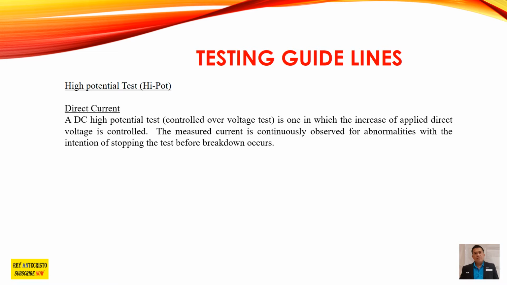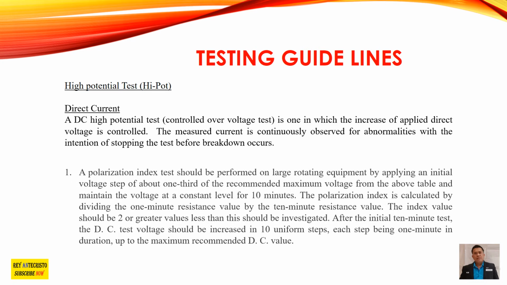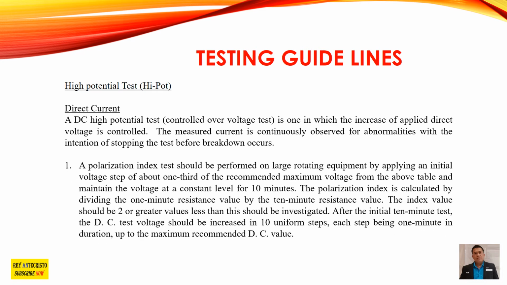So DC, which is direct current, a direct current high potential test, controlled overvoltage test, is one in which the increase of applicable direct voltage is controlled. The measured current is continuously observed for abnormalities with the intention of stopping the test before breakdown occurs. So, ayan. Polarization index test should be performed on large rotating equipment.